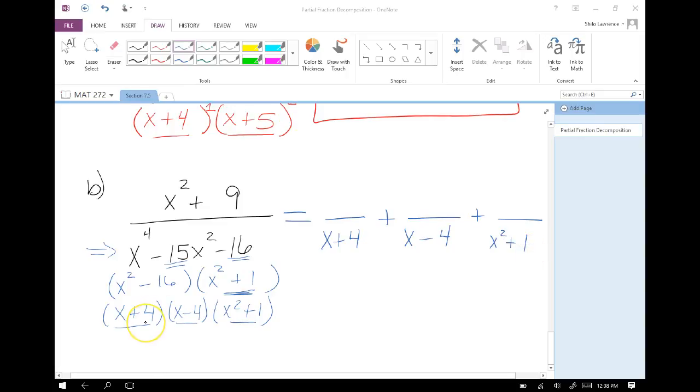The linear factors get constant numerators. Quadratic factors get linear numerators. And you need to make sure they all have different arbitrary constants. There's no guarantee that any of them are the same. Once we get the basic setup, the next phase we go into is trying to figure out what those arbitrary A, B, C, D constants are.